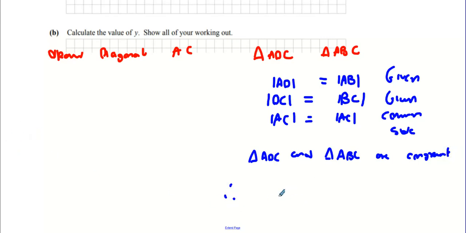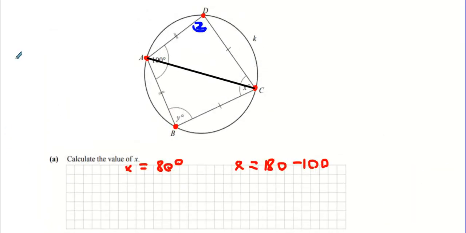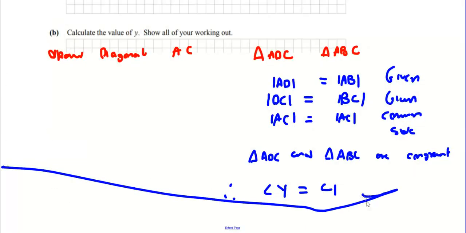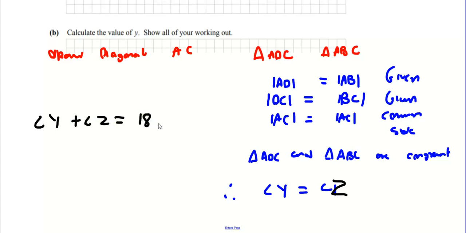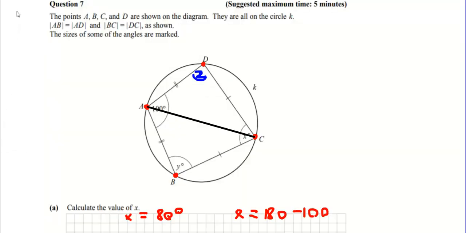This means angle Y has to equal angle Z. Okay, so angle Y equals angle Z, but angle Y plus angle Z equals 180. This must mean angle Y equals 90 degrees, because they both have to equal 90 degrees to make that happen. Okay, so this is question 7.